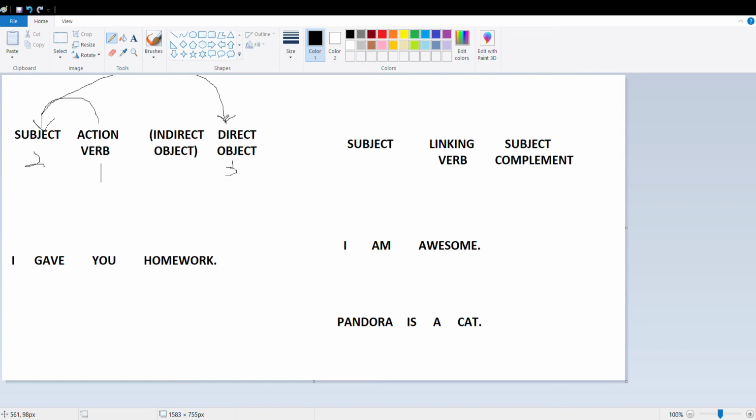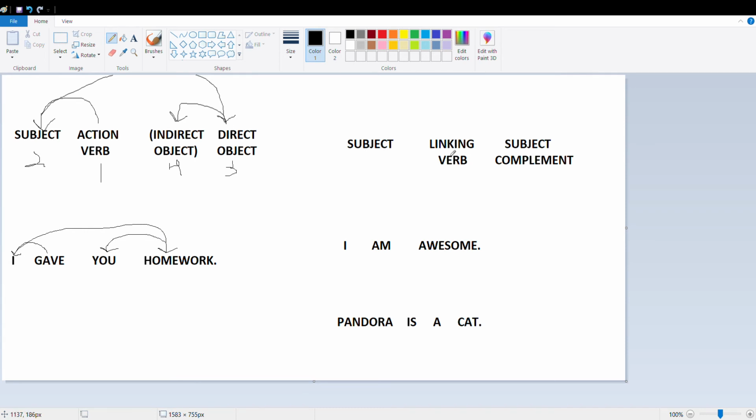Once you know the direct object, if you have one, the indirect object will come in front of it, okay? So that would be step 4. So the example of that would be like gave, who gave, I gave, what did I give? I gave homework. Who did I give homework to? I gave it to you.